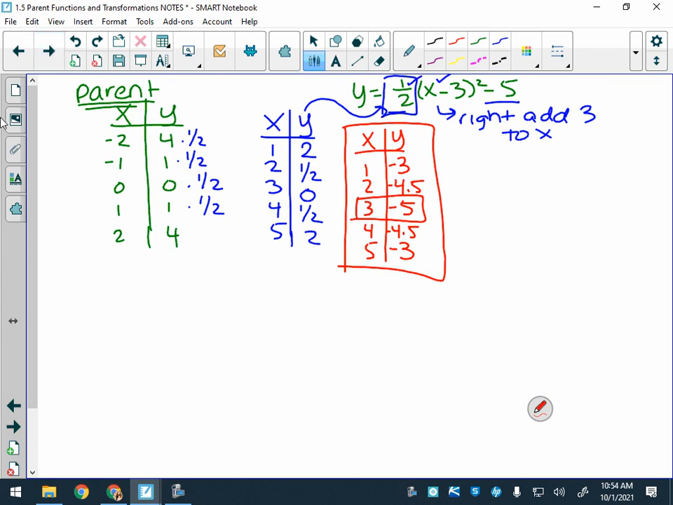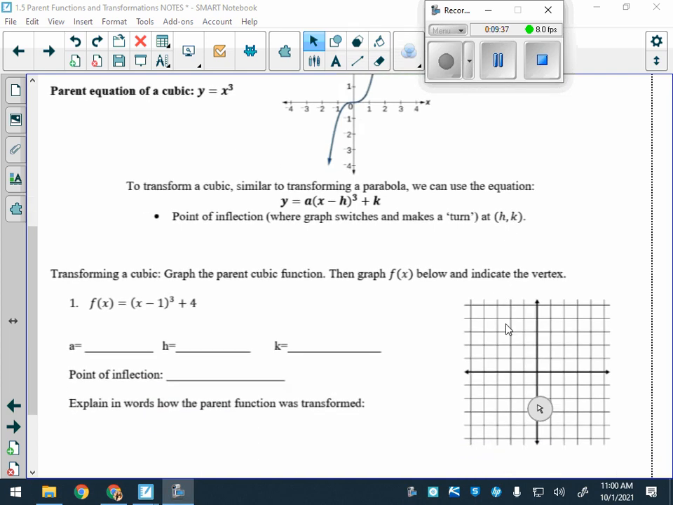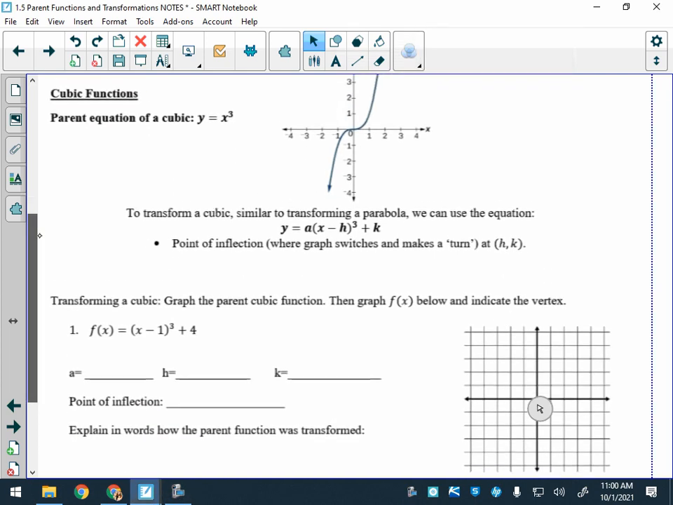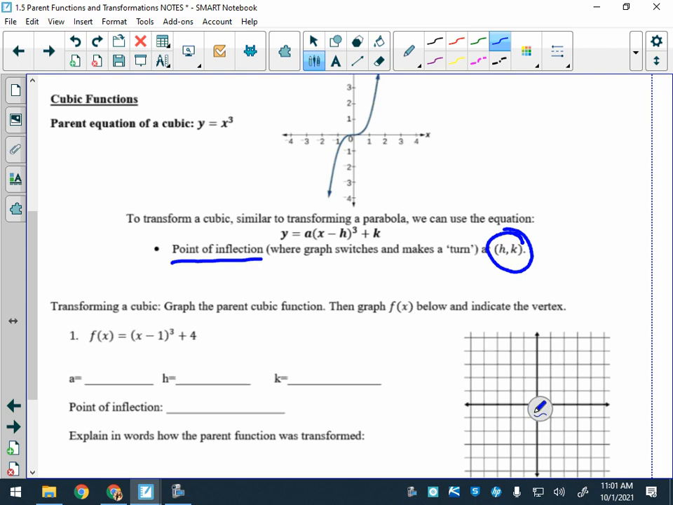Okay, and as you guys are copying, if you notice, now we have the cubic function. A, H, and K are also listed here. Something called the point of inflection, where it switches and makes a turn, is HK. That's what you're going to want to graph first.